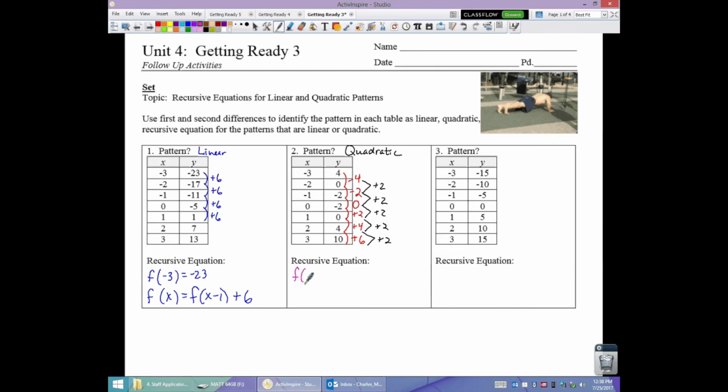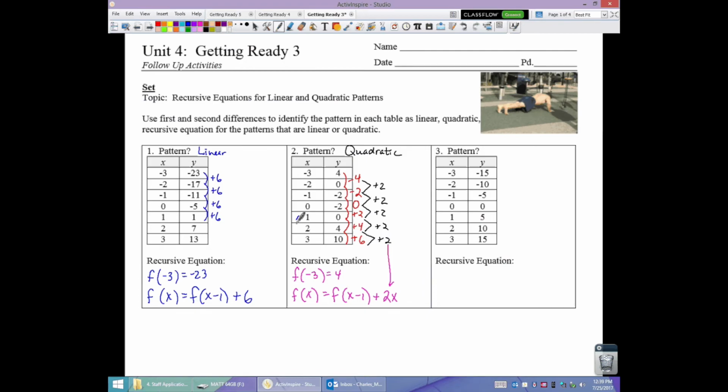All right, so I still need some place to start. F of negative 3 is 4. To get the new f of x, go back to f of x minus 1, and then add. Now remember, what we add out here is a whole expression in the form of mx plus b. Now the m comes from this 2 that was our constant second difference, but the b is really just an adjustment that you make.